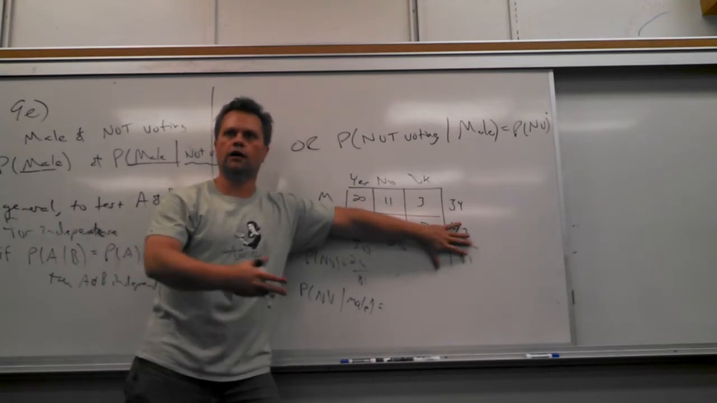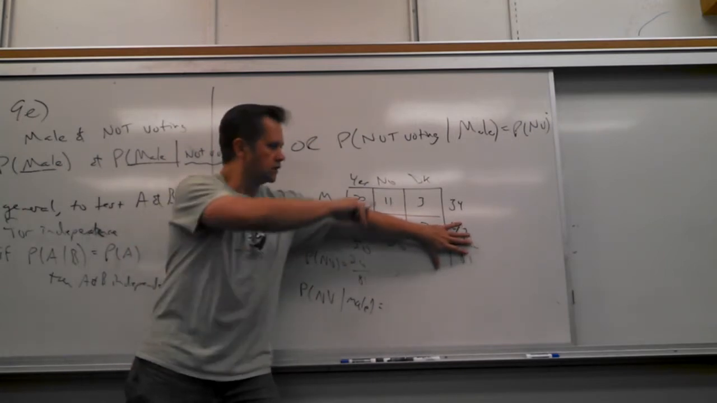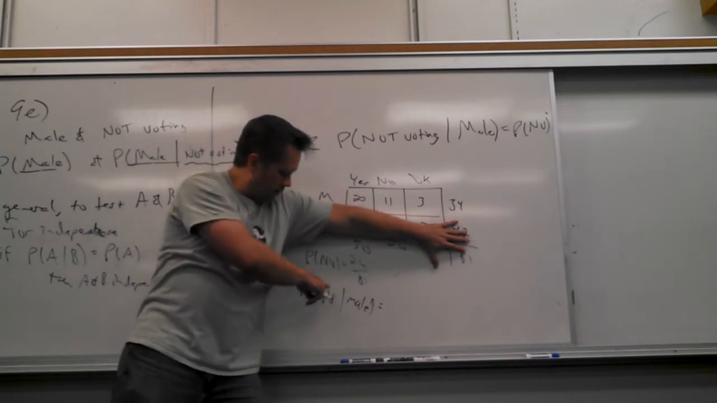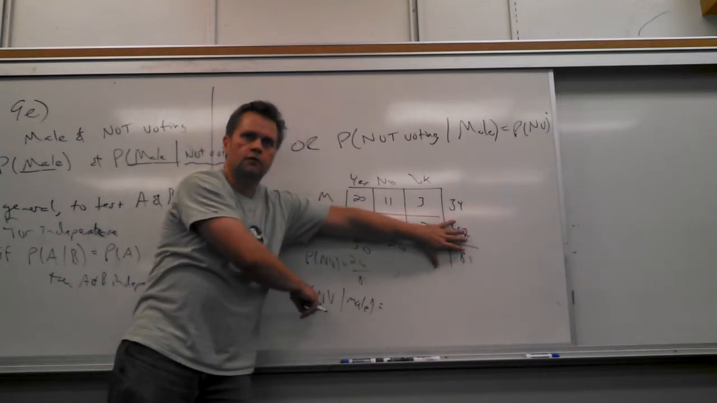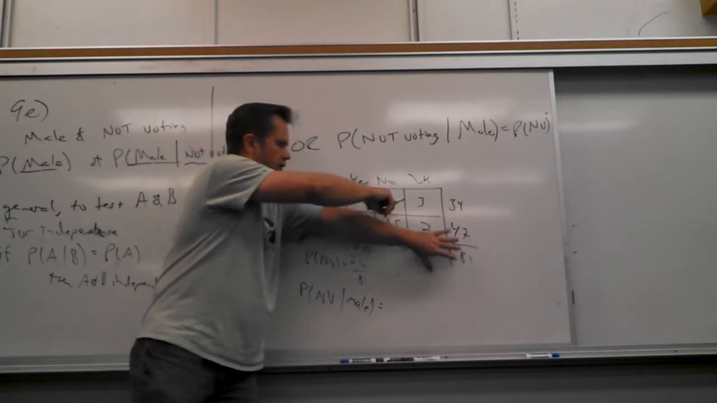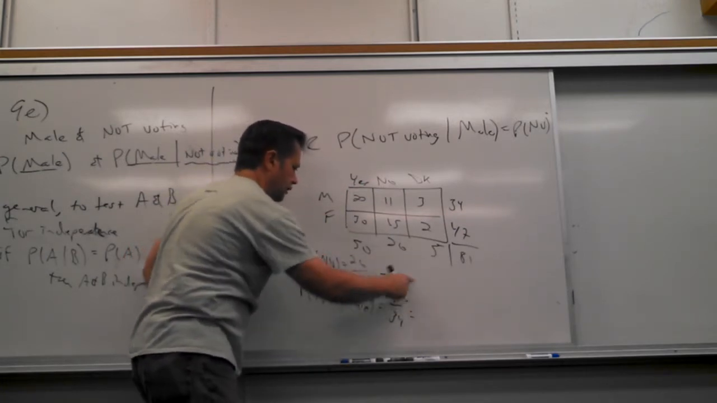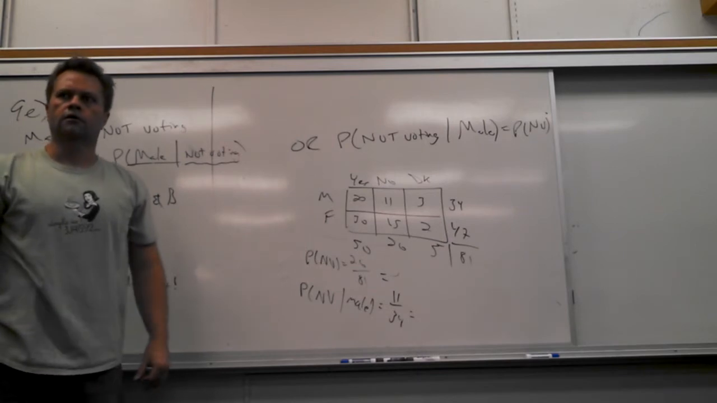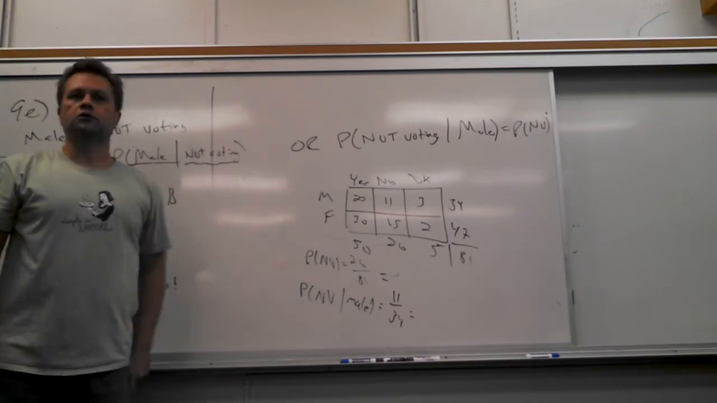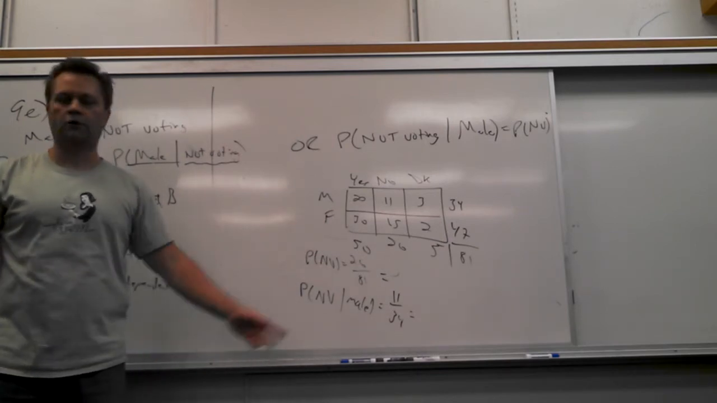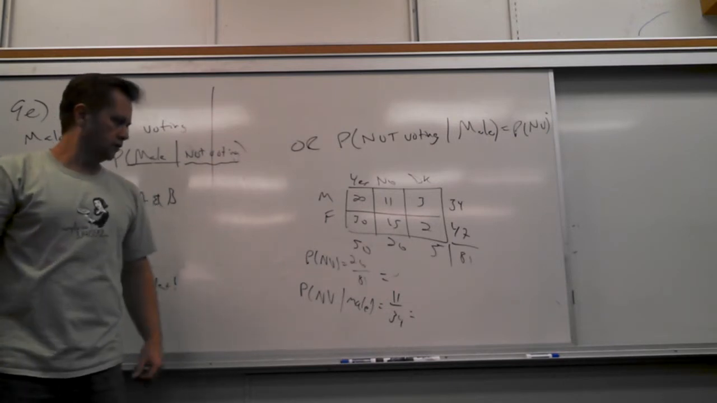I know it's a dude. I can throw out the possibility of anybody else. So out of those 34 total people, how many match what I'm looking for, not voting? 11. So 11 out of 34. Now make those into percentages and see if they're equal to each other. Some of you realize they don't reduce to each other, so I already know it. But what are the percentages?